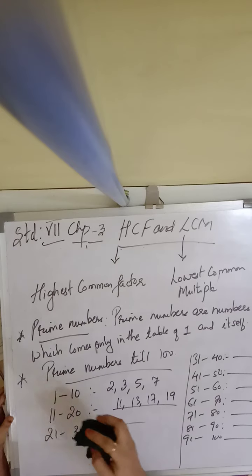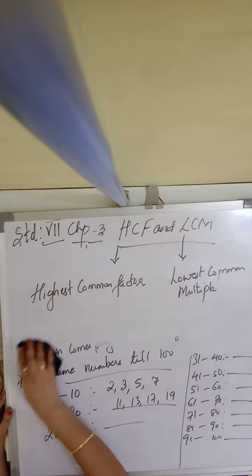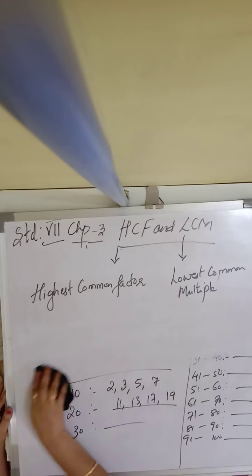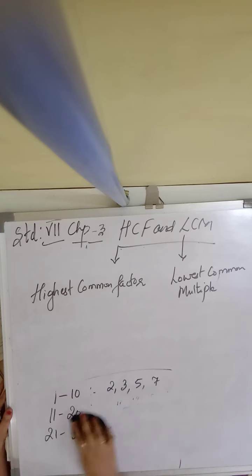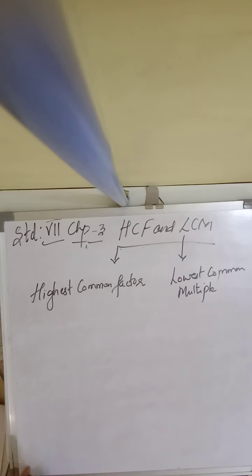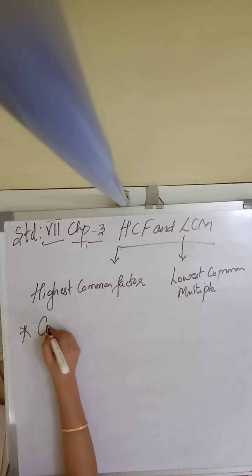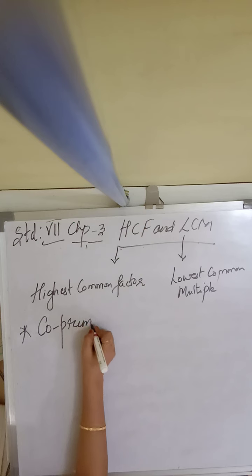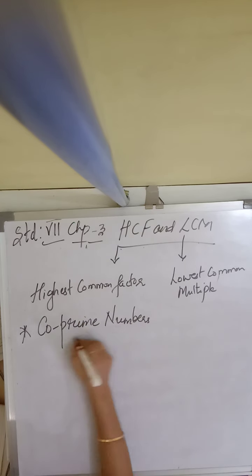Okay, now prime numbers you have understood. Now let's move to the next type of number given in your textbook, which is called co-prime numbers. Let us define what is meant by co-prime numbers.